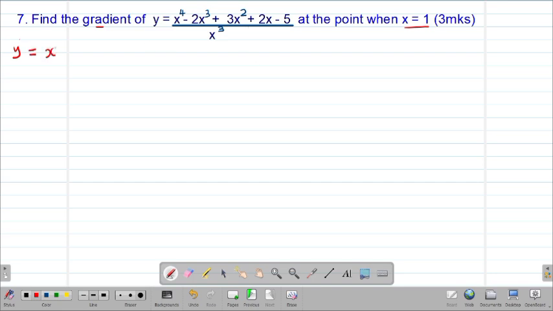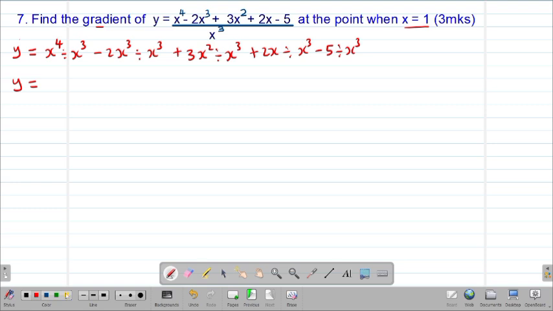So this is x power 4 divided by x power 3, then minus 2x cubed divided by x to the power of 3, then plus 3x squared divided by x power 3, then plus 2x divided by x power 3, then minus 5 divided by x to the power of 3.